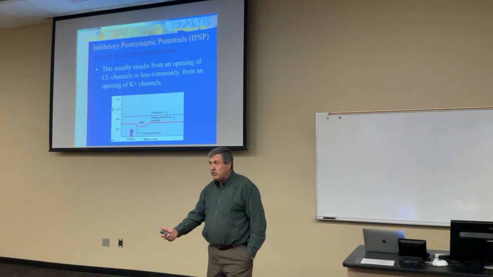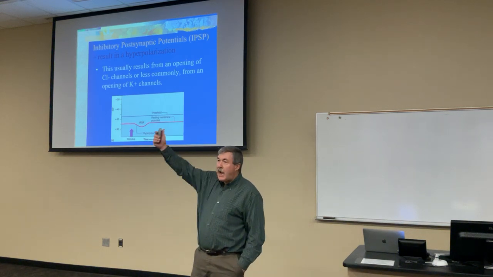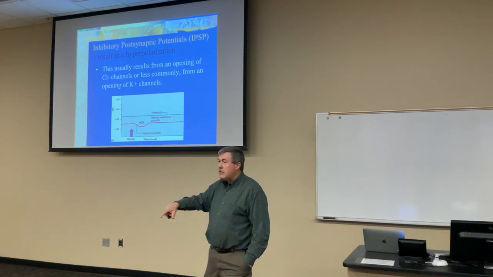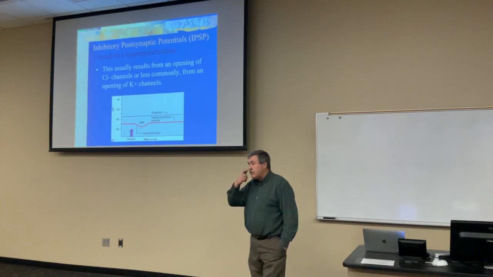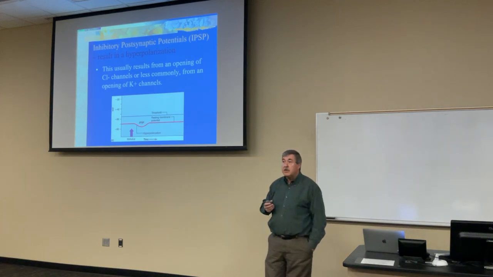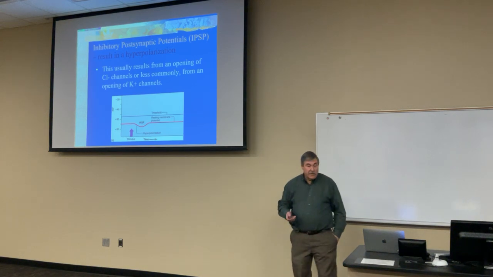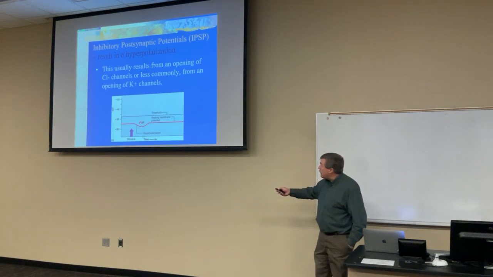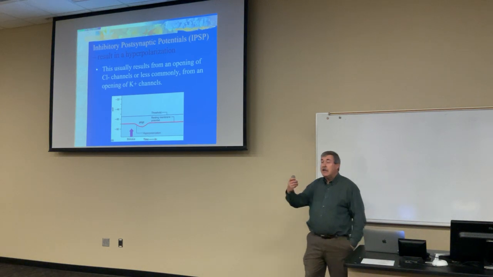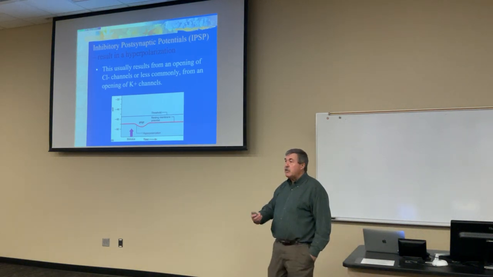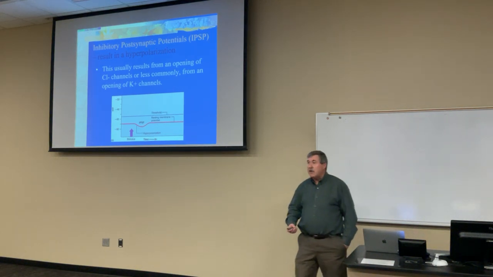And if you move positive charges out of the cell, it's going to leave the inside of the membrane more negative. So that will result in an inhibitory postsynaptic potential. That moves the membrane potential further from threshold. That's going to make it harder for the postsynaptic neuron to produce an action potential.